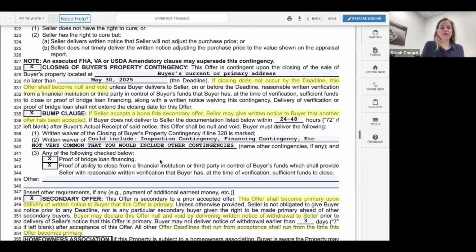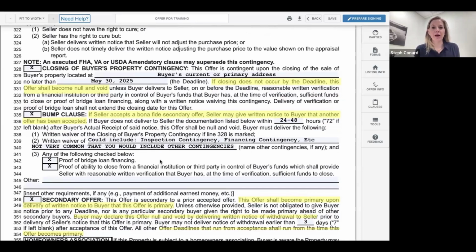All right, so the first one up is the closing of the buyer's property contingency. And I just pulled up the offer directly versus having bullet points on a slide. I like for you guys to see the language as it is. So how it reads is, and let me backtrack.